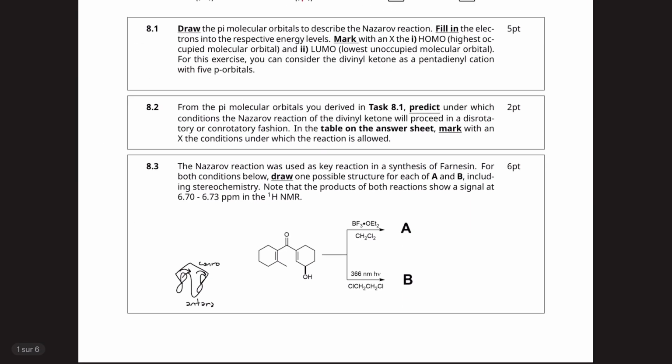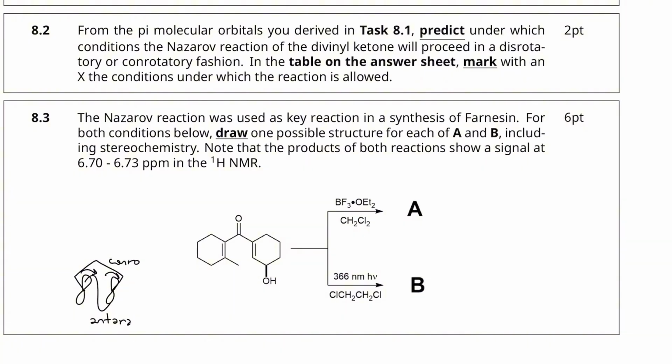Good. Now 8.3, the Nazarov. I forgot to delete that. I attempted this problem before. The Nazarov reaction was used in a key reaction for synthesis of phthalate. For both conditions below, draw one possible structure of A and B, including stereochemistry. Note that the products of both reactions show a signal in the H NMR.